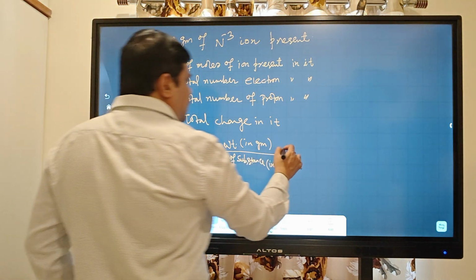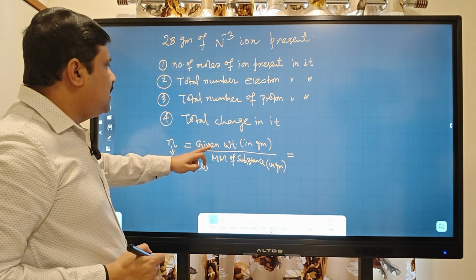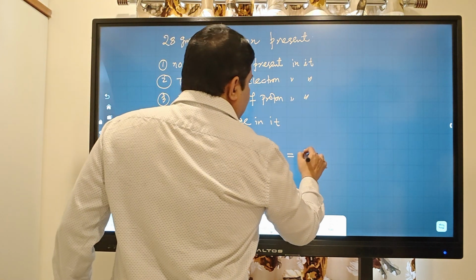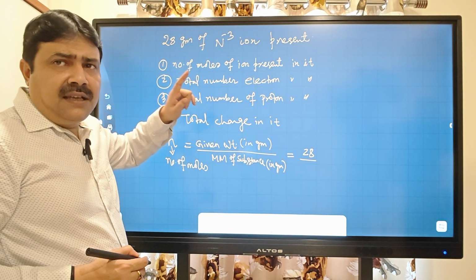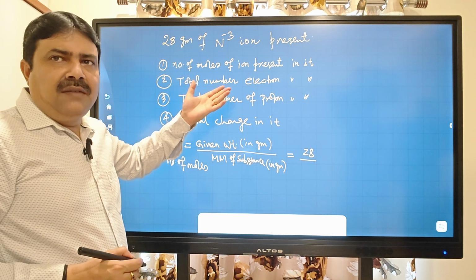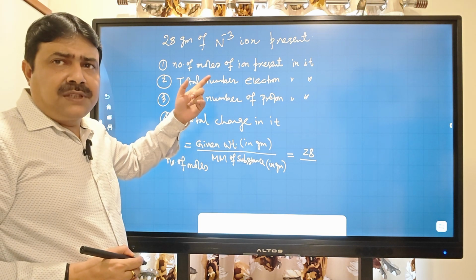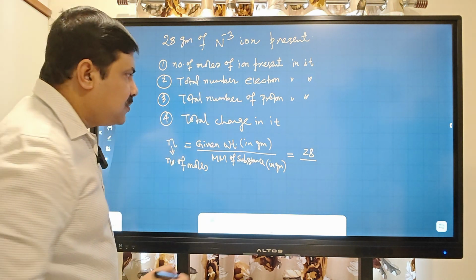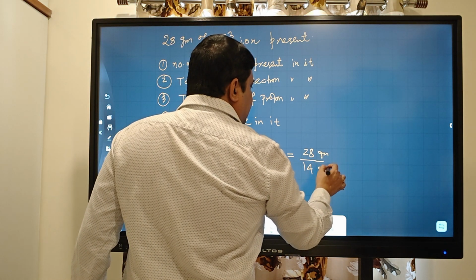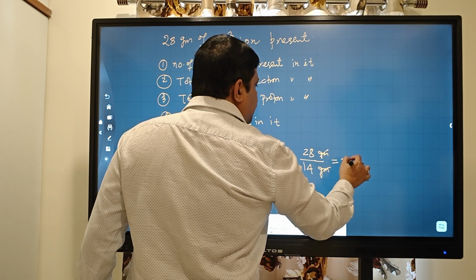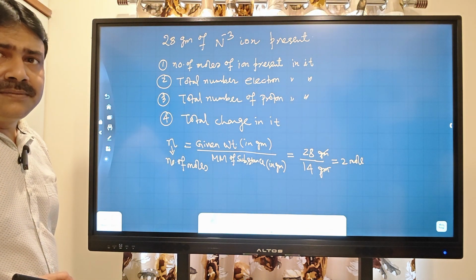Then immediately what will we get? If you look here, 28 gram of N-3 is there, then given weight will be equal to 28. Then the molar mass of the substance, here an ion is there. In the formula unit, only one nitrogen atom is there. That means 14 amu, one nitrogen atom. Then molar mass means 1 mole of substance, so it should be 14 gram. So that's why 28 divided by 14. This is in gram, this is also in gram, gram cancels out. Then how much are you getting? 2 mole. So the number of moles of ion present is 2 mole.